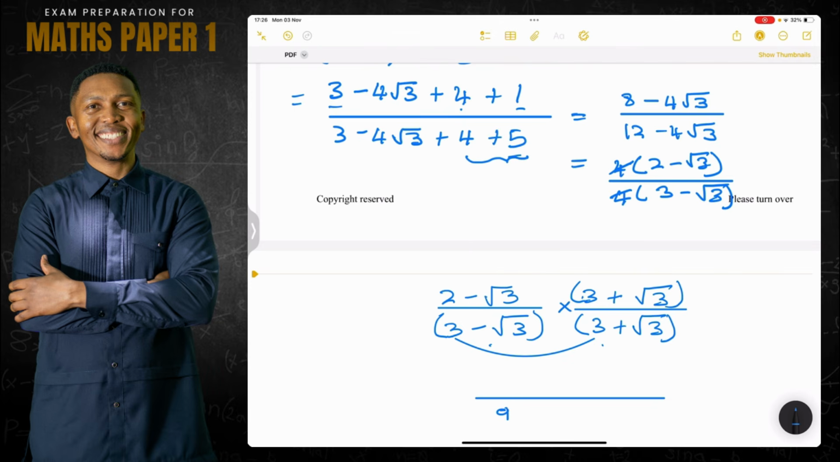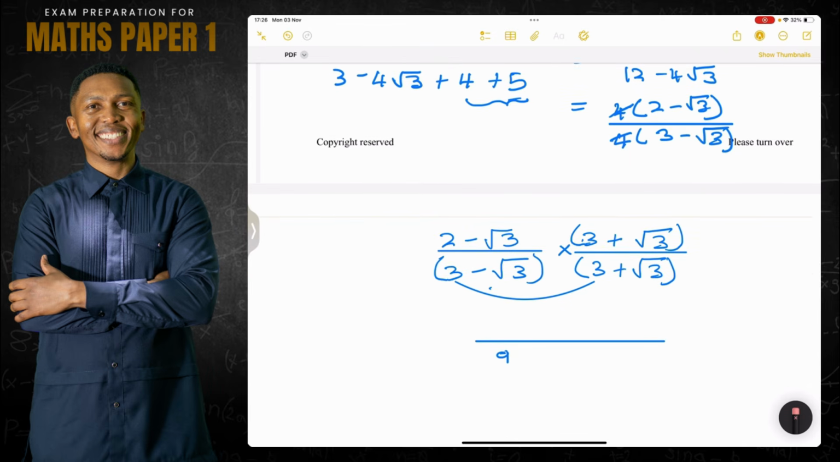So that will be 9. Now note, you've got positive 3 root 3, right? You've got negative 3 root 3. So those cancel each other out. And so that will be 9 minus, and then the last term, that will be root 3 times root 3, which is going to be 3. Right, so that's what we have, 9 minus 3.